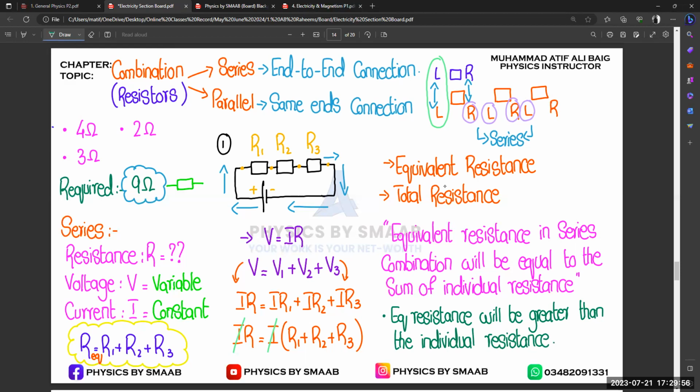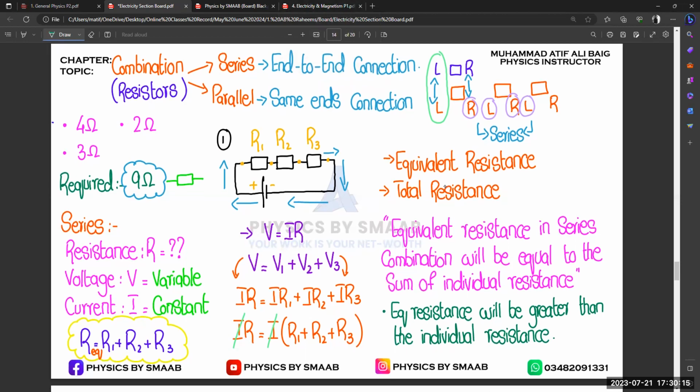So you just need to know about the combination, that is how to combine resistors, and second, you need to know about the formula, and you already know about the SI unit. Ohm is the SI unit of resistance, right? Whether we are using it in series combination, in parallel, or in a single resistor, right? Any question? Okay.